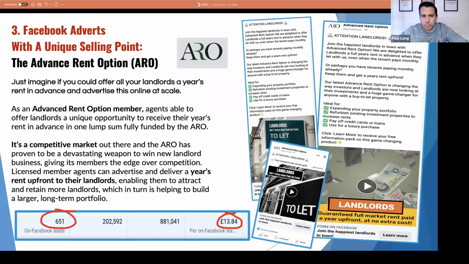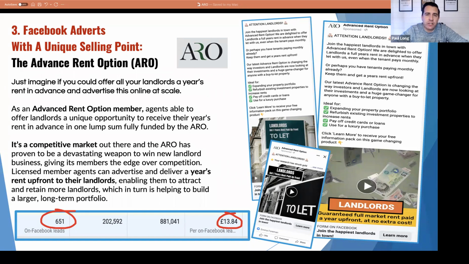Okay, and then number 3 is Facebook adverts with a unique selling point, a USP. You know, we've seen some fantastic results for agents who are now putting adverts out there with a USP. And I think going into 2023, this is going to be even more important. You know, what's your unique selling point compared to other agents?